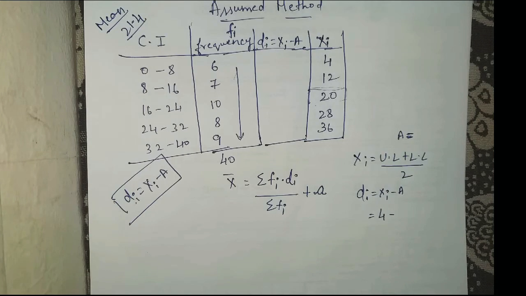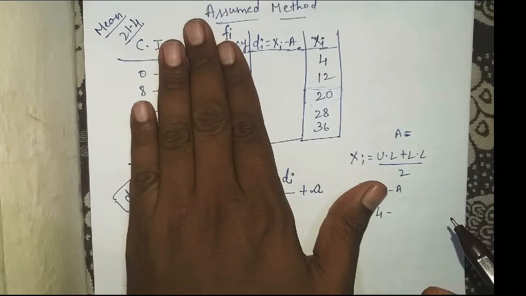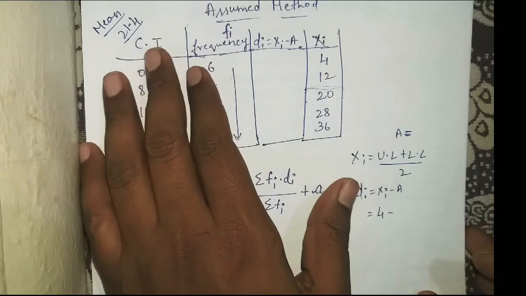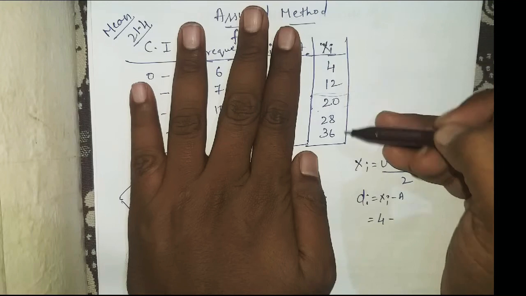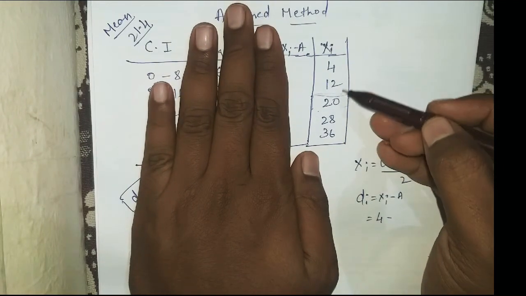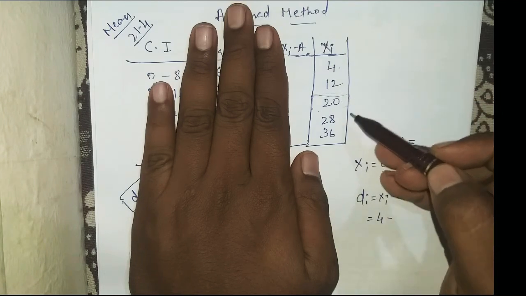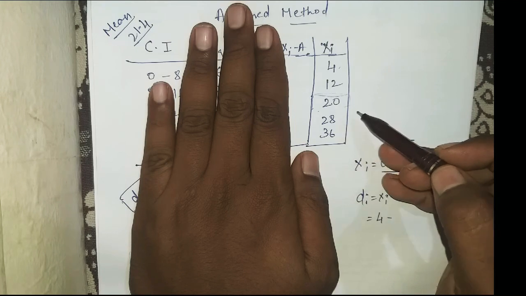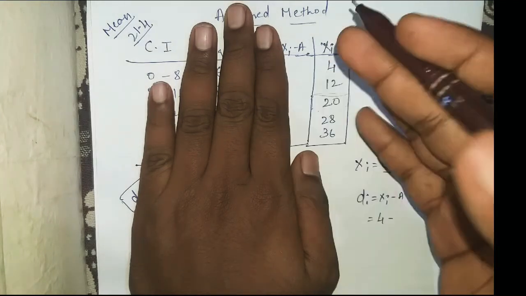In my opinion, you can consider any number, not from the class interval and not from the frequency. Got it? You need to consider a value in the xi column. In xi you can consider any number. You can consider 4, 12, 20, 28 or 36 as the value. Your choice, you can consider anything.